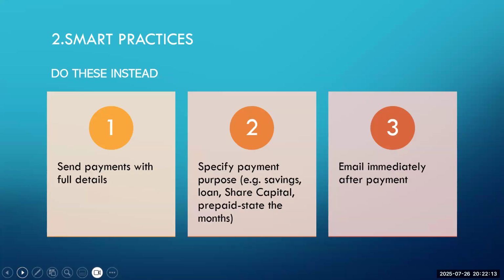Then you specify the payment purpose, whether it's for savings, share capital, or prepaid and not a lump sum amount for 1 month. Then we encourage members, immediately you make a payment, to send in the payment proof so that you don't forget to send it, and later you find the amount is not allocated.